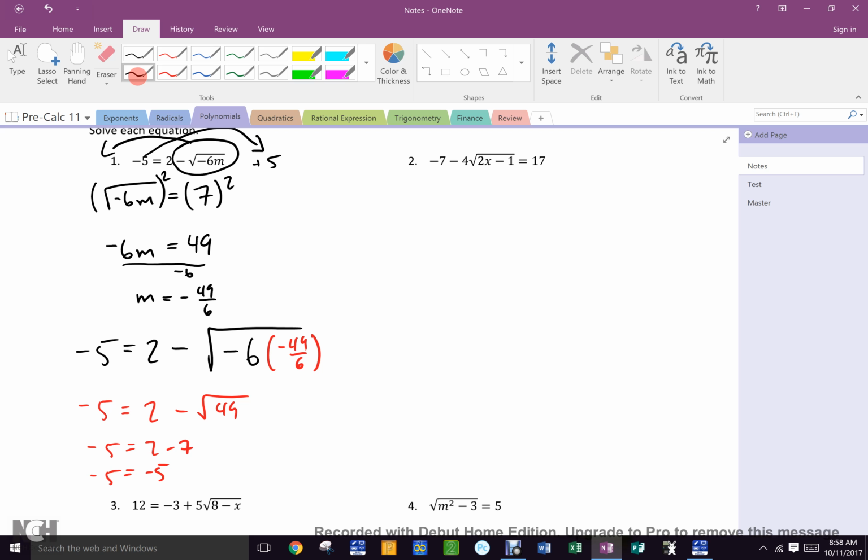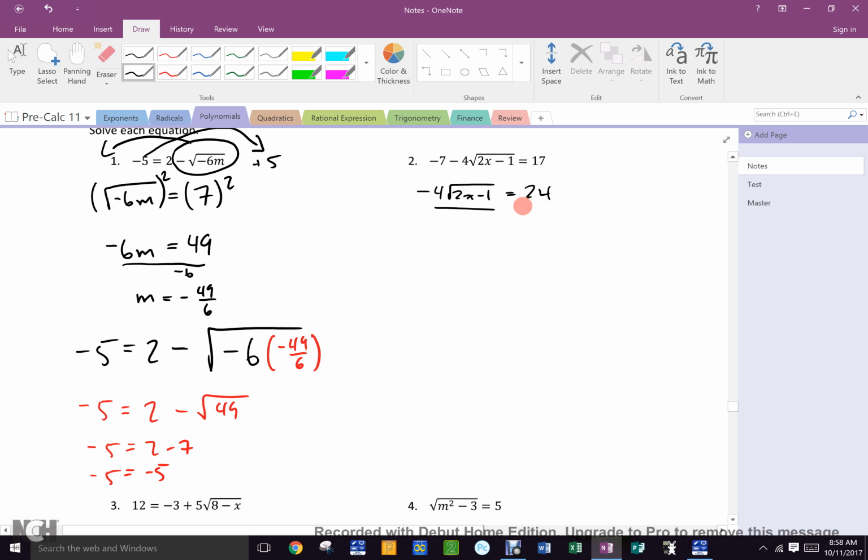Is it time to do number 2? All right. So, what do people want to do first? Get rid of the 7? You could get rid of the 7. So then you would have negative 4 root 2x minus 1 equaled 24. Yes? Now what?